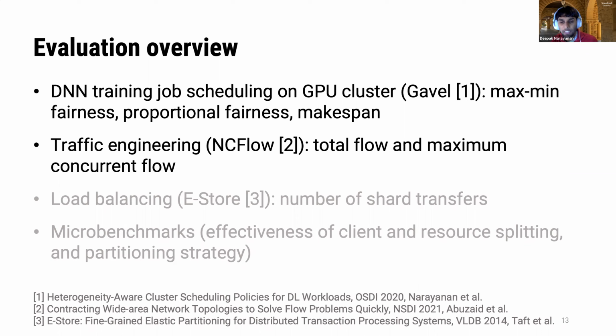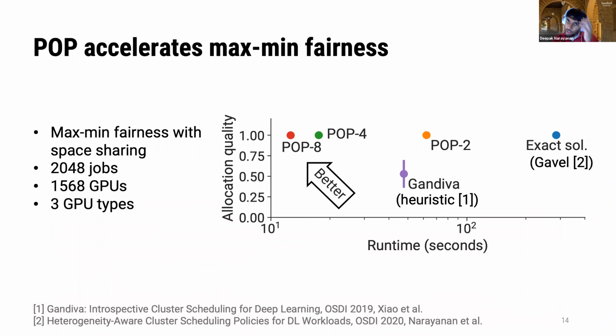To evaluate POP's generalizability, we tested it on different objectives. For example, for the cluster scheduling domain, we looked at 3 different objectives: maximum fairness, proportional fairness, and minimize makespan. For the traffic engineering domain, we looked at 2 objectives: total flow and maximum concurrent flow. Our method shows extremely good results in practice.